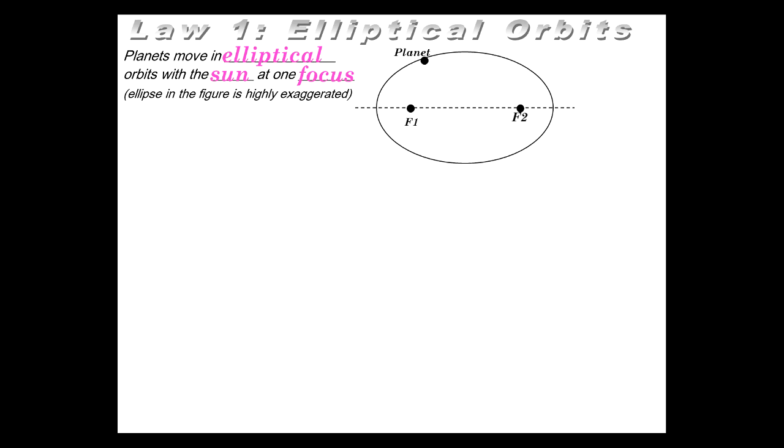Here's our planet in orbit, and we have the two foci, F1 and F2. F1, we're going to call the location of the sun. So that's where the sun resides. Now, I wonder what resides at F2. Can you figure it out? Can you guess? Some people might say Earth or another planet, but that's not true.